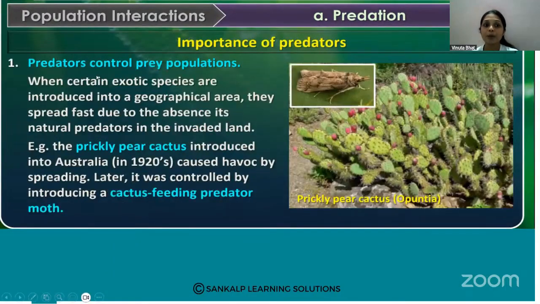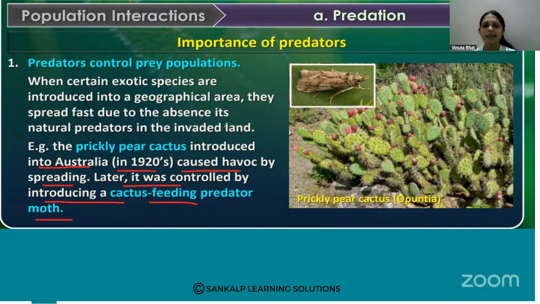So here the important point is that predators control the prey population. In case of predation, the predators control the prey population. When certain exotic species are introduced into a geographical area, they spread fast due to the absence of their natural predators in the invaded land. For example, prickly pear cactus introduced into Australia in the 1920s caused havoc by spreading. Later it was controlled by introducing the cactus-feeding predator moth.